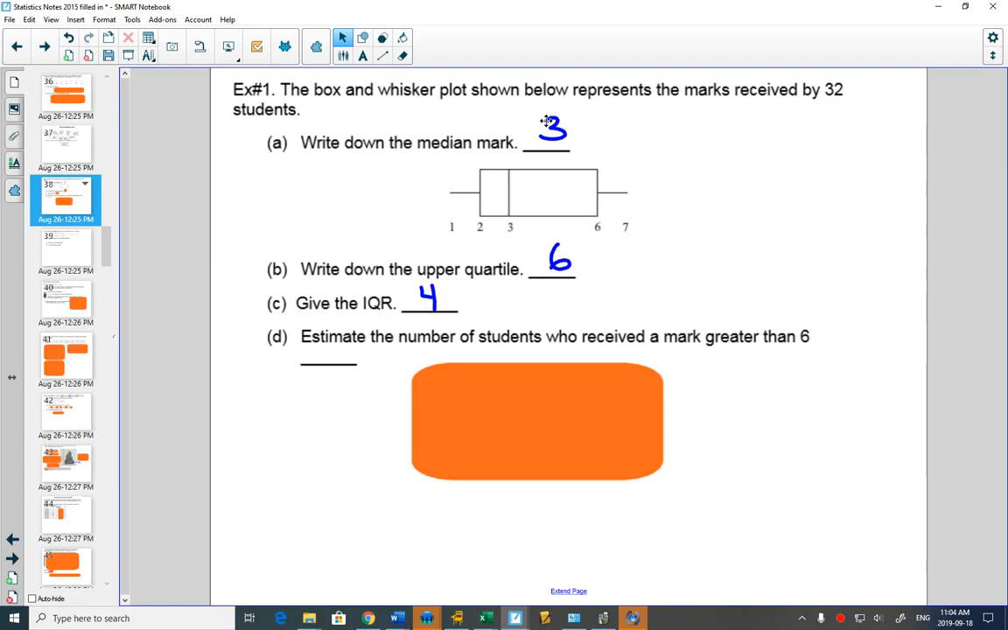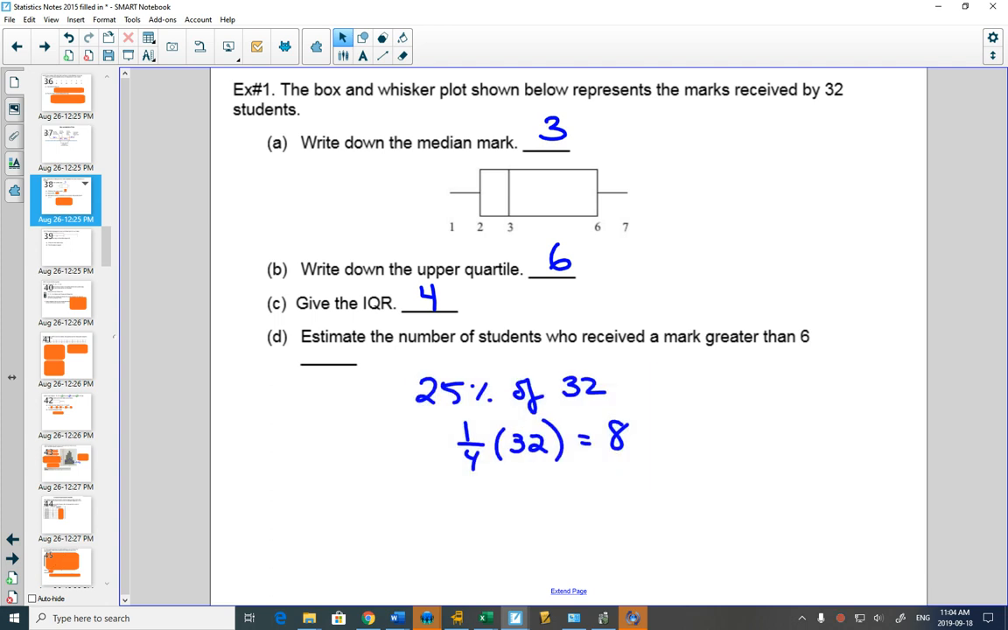How many students received a mark greater than 6? 25%, but it doesn't say what percentage of students scored a mark greater than 6. There's 32 students in total. 25% of 32 is 8. So we would say that 8 received a mark greater than 6, which is really good.